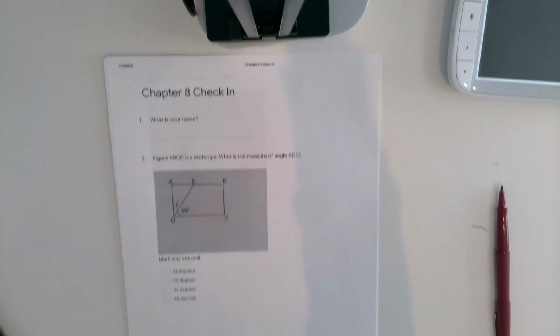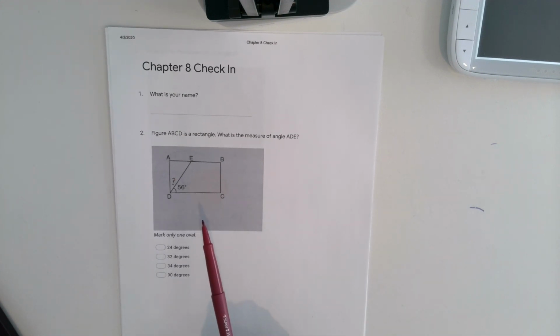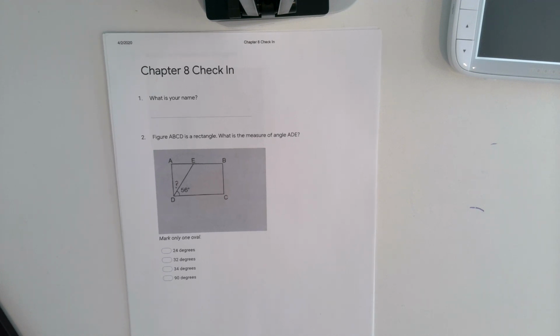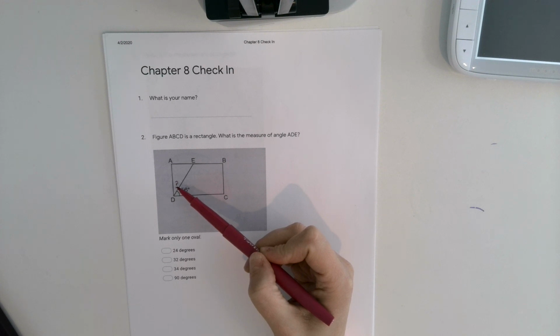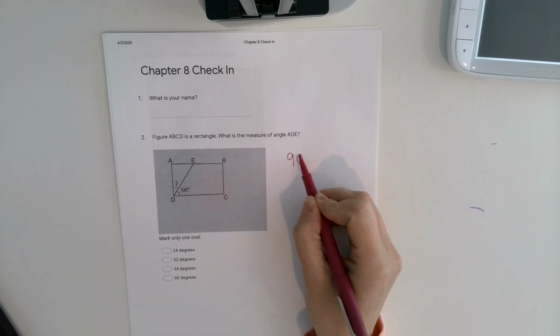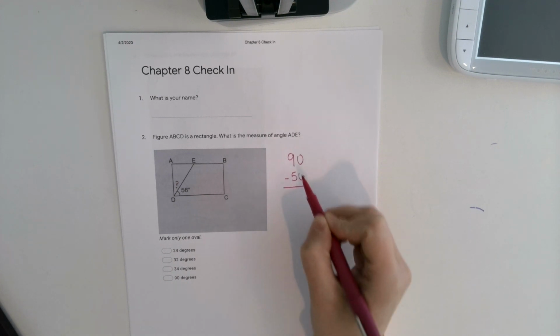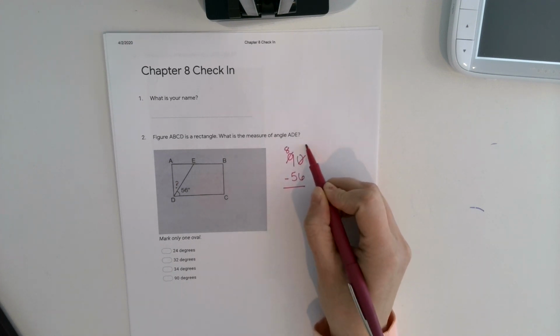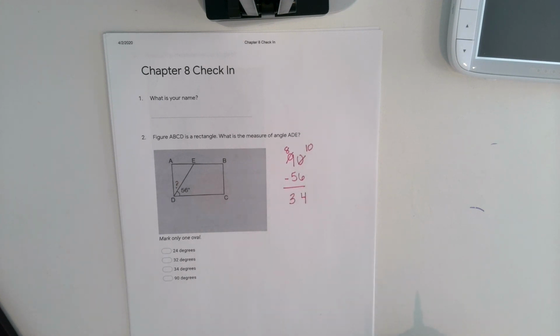Everybody, I'm just going to go over the answers to the check-in that you did yesterday. So here it tells us that this is a rectangle, which means every corner is 90 degrees. So when it asks for the measure of angle ADE right here, we're going to do 90. We're going to subtract this part, which is 56. 10 minus 6 is 4, and 8 minus 5 is 3. So we get 34 degrees.